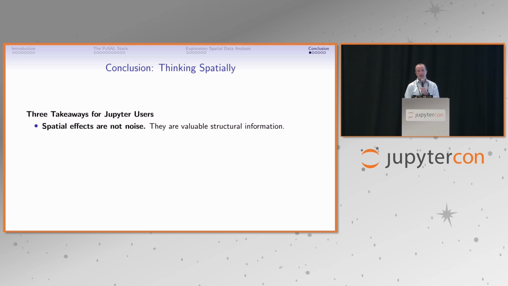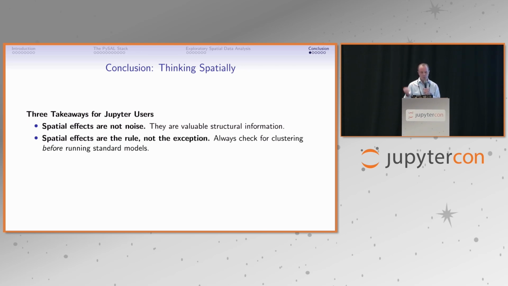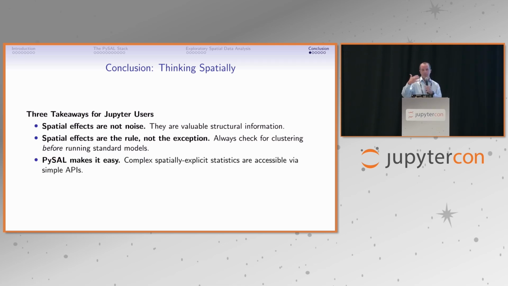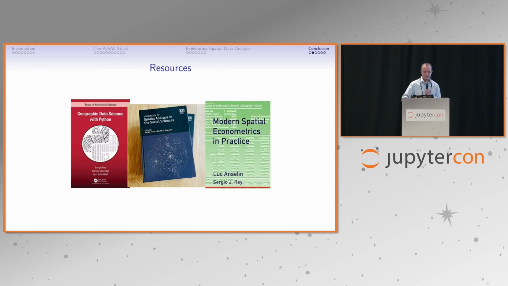So, takeaway for the Jupyter communities, 3 things. Number 1, spatial effects: unlike many of my social science colleagues, who view it as a noise, something you want to correct for, you shouldn't think of it that way because there's usually substantive information in the spatial effects, so you want to incorporate that. Number 2, they're the rule, not the exception, so you should always carry out diagnostics before getting onto the confirmatory modeling section. And number 3, tools like PySAL make it easy to do this, so we don't have an excuse any longer to ignore space. We used to have an excuse because there weren't tools, but now there are.